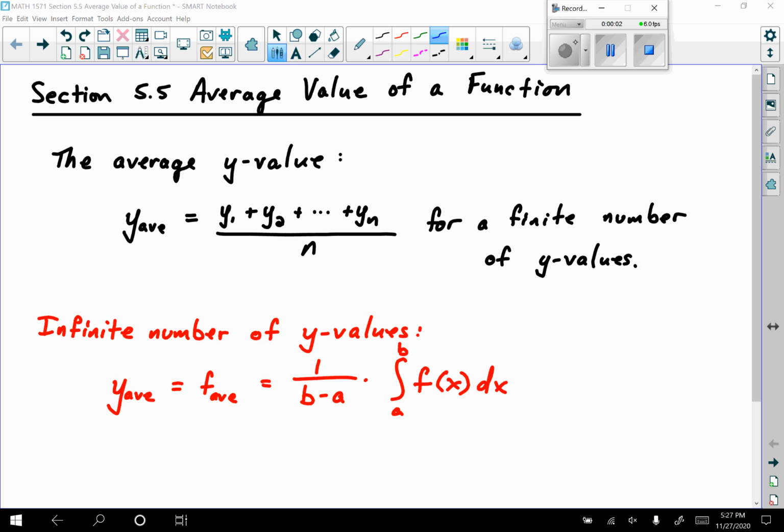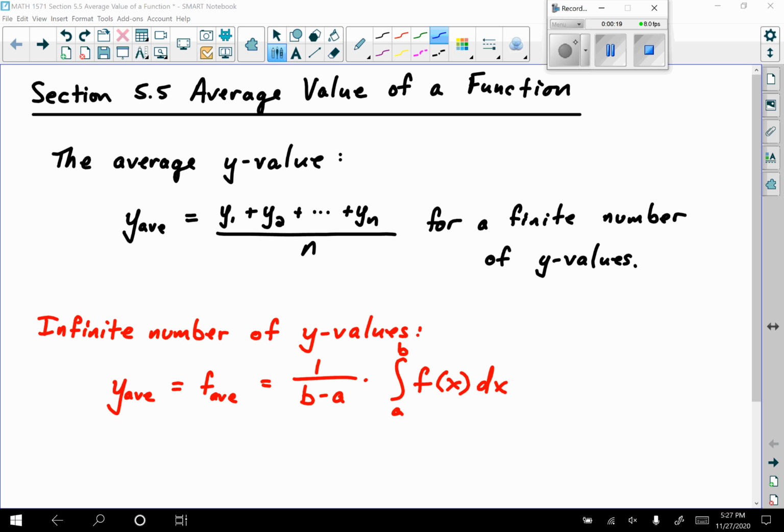So this is the last section of the course dealing with average value of a function. And when we talk about the average value, it's the average y value or average value of f of x. Now, in order to find the average of any set of numbers, you simply add them all up and divide by however many is there.